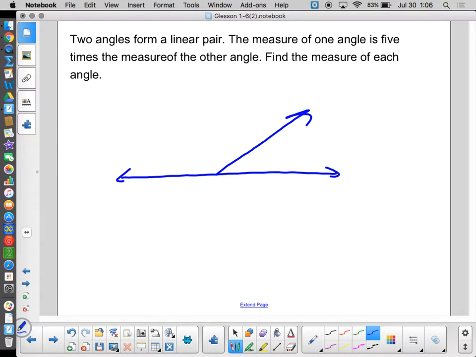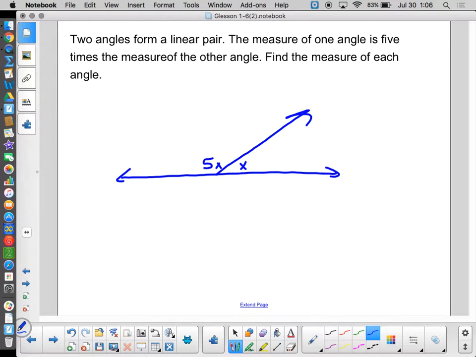It says one angle is 5 times the measure of the other angle. So if this angle is x, this is the big one, it's 5x. And what is the relationship between those two angles? Do they add up to 90? Are they equal to each other? Do they add up to 180? Do they add up to 135? Are they brother and sister? I don't know. What's the relationship?